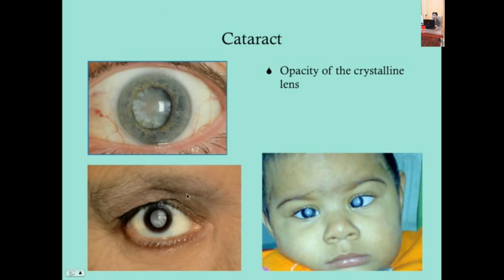This is sort of your typical stereotypical cataract where you have this opacified material inside the lens, but cataracts can look differently depending on the cause. And I'll show you some different types of cataracts as we go on. That's not so much important to know. It's important though to know generally what a cataract looks like.